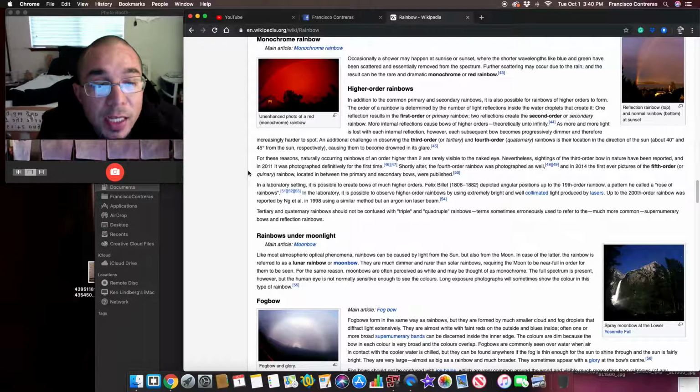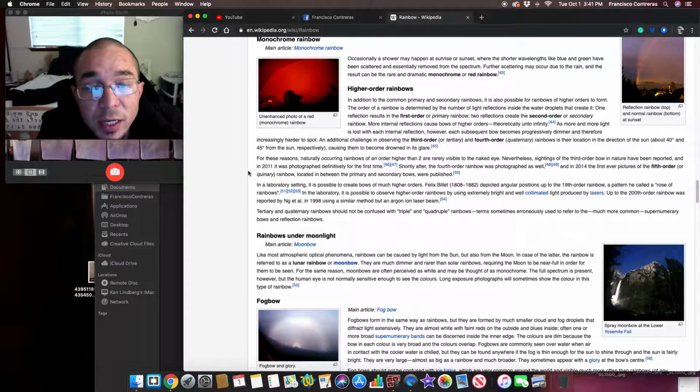Nevertheless, sightings of the third order bow in nature have been reported, and in 2011 it was photographed definitively for the first time. Shortly after, the fourth order rainbow was photographed as well, and in 2014 the first ever pictures of the fifth order or quinary rainbow, located in between the primary and secondary bows, were published. In a laboratory setting, it is possible to create bows of much higher orders.